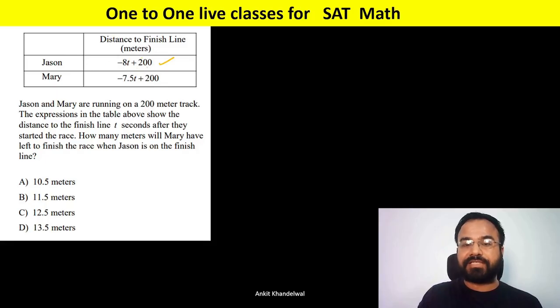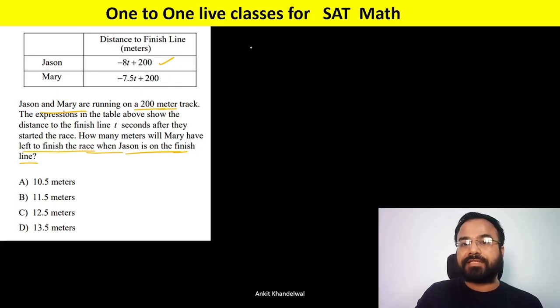It is given distance up to the finish line, and this is Mary's distance up to the finish line. So Jason and Mary are running a 200-meter track. The expression in the table shows the distance to the finish line T seconds after they started the race. How many meters will Mary have left to finish the race when Jason is on the finish line?